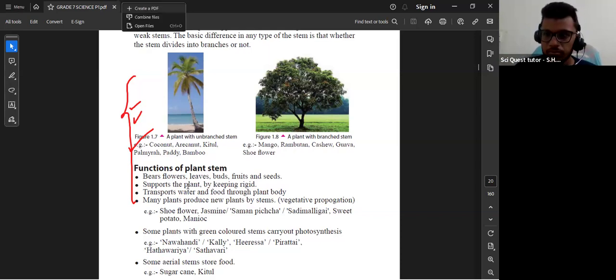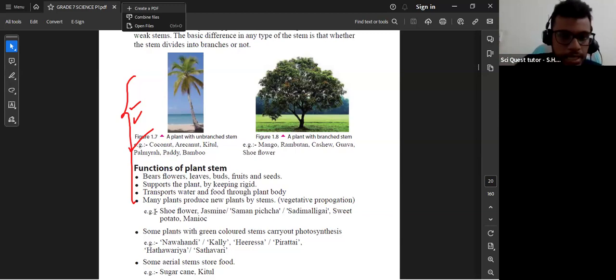Right. So the next one, many plants produce new plants by stems. I clearly mentioned that is vegetative propagation. So from stems, new plants are grown, vegetative propagation. Let's say you take a part of a stem of that plant and grow it under the soil, it will quickly grow. You don't need the roots or the whole part of the plant. So it's vegetative propagation, because from that part, new plants will be growing.